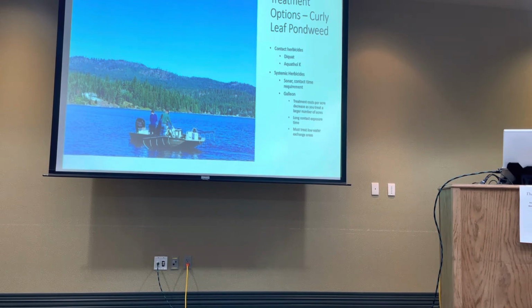Sonar has that same problem: we have a long contact exposure time, so you have to be in an area where you can keep the concentration up, or you have to do a very large treatment area or the whole lake treatment to have good results. Then our newer one is Galleon. We've been working on this with some new studies at Moon Lake this season. This is a systemic herbicide. What we found out about Galleon is treatment cost per acre decreases as you treat a larger number of acres. So in saying that, you can use lower concentrations to control areas if you have larger areas.